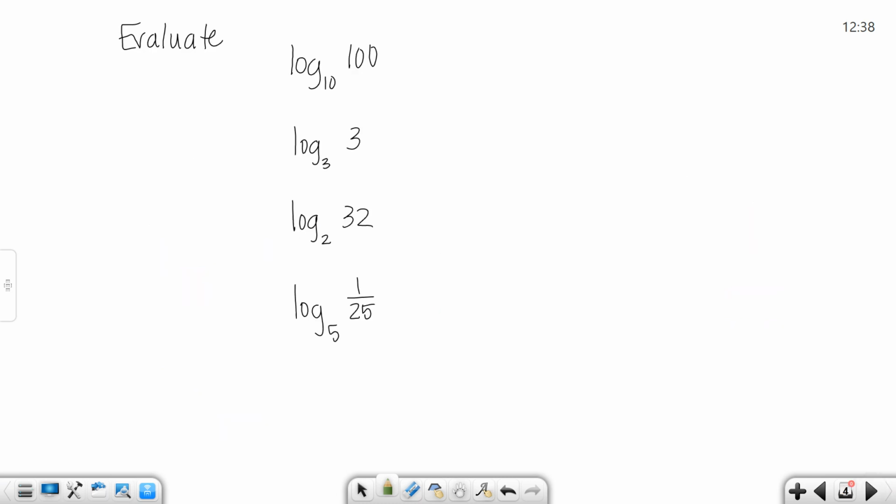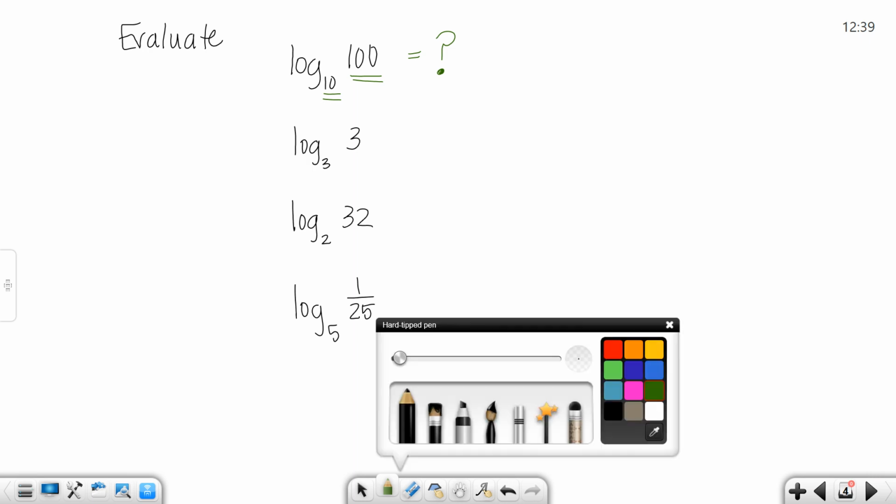Okay, let's keep going. So then I ask you to evaluate all of these. So now I'm actually asking you to find a number. When you see a problem written like this, what I'm looking for is this piece right here. That's what I'm looking for. So we know that this 10 here is our base, and this is our number. So what's in question is actually the exponent.